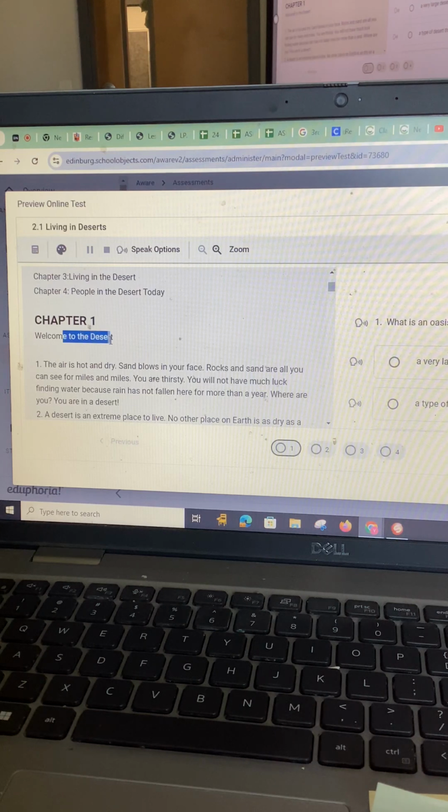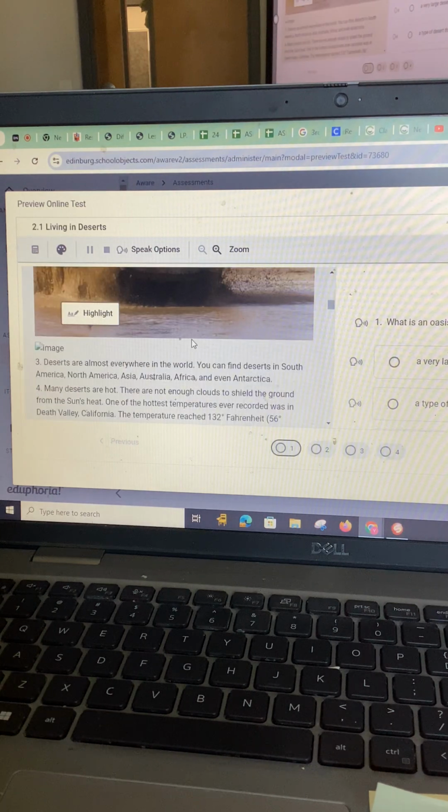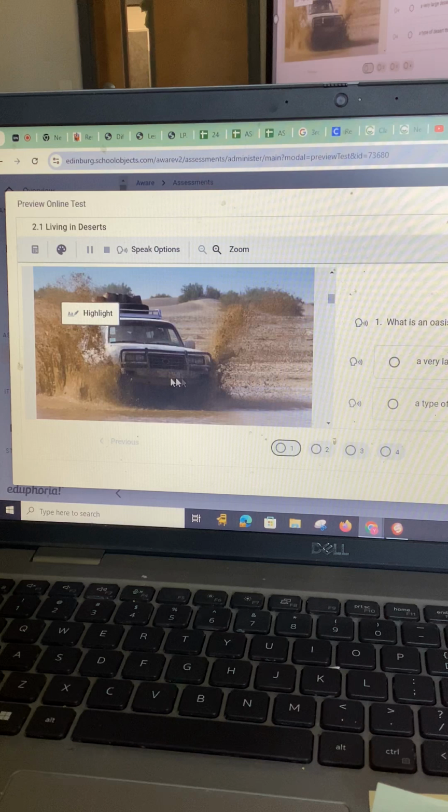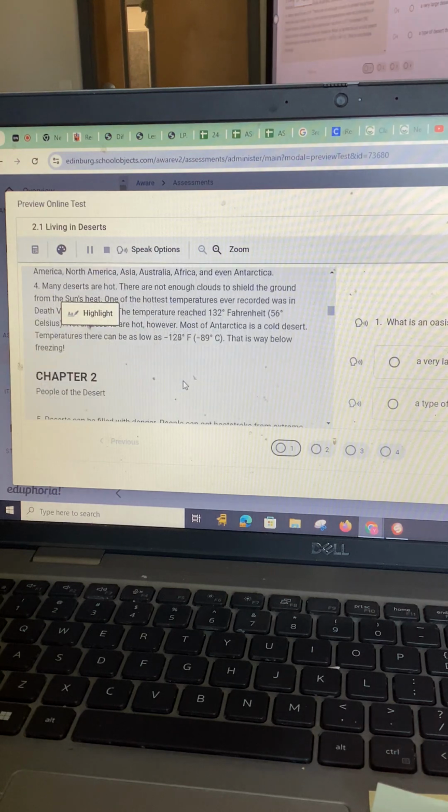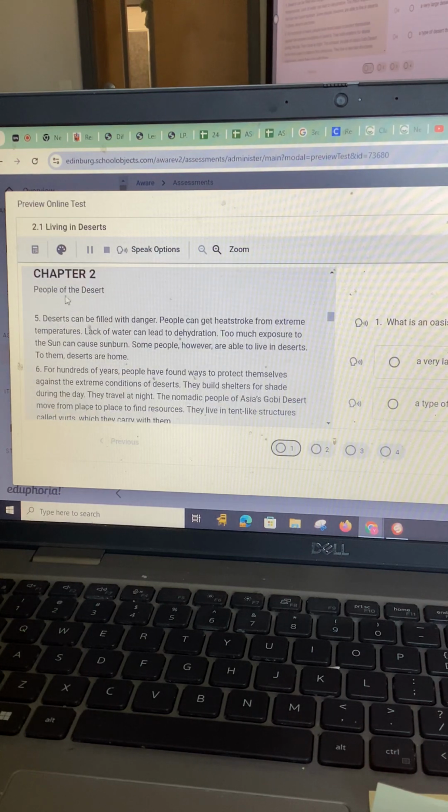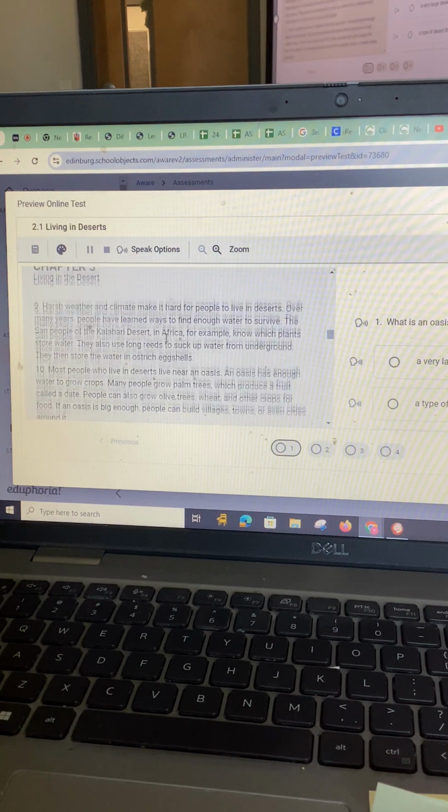Yep. If you look at this, welcome to the desert, right? If you look at this picture, just by looking at the picture, what can you infer? What can you guess? Maybe there's a problem, because look, he looks like he's stuck. People of the desert. There's people who live in the desert, miss. Well, how do they live there?